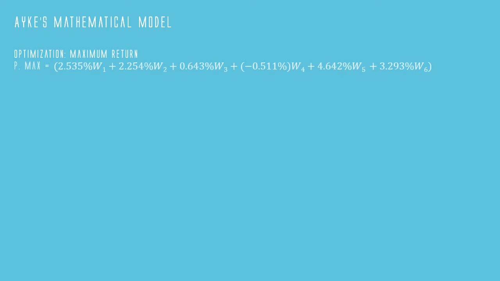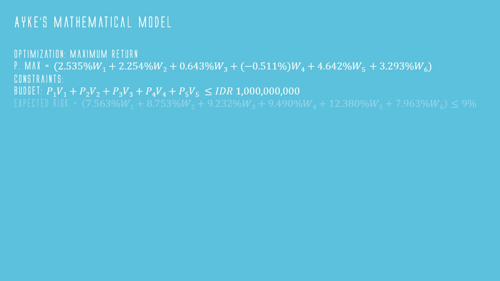These are the mathematical model for my portfolio. I'm using maximum return as my optimization. The coefficients from the Pmax formula are from the average return. The constraints are my budget is less or equal to 1 billion IDR. My expected risk is less or equal to 9%. The coefficients shown in the expected risk formula are from the standard deviation of the stock's return.